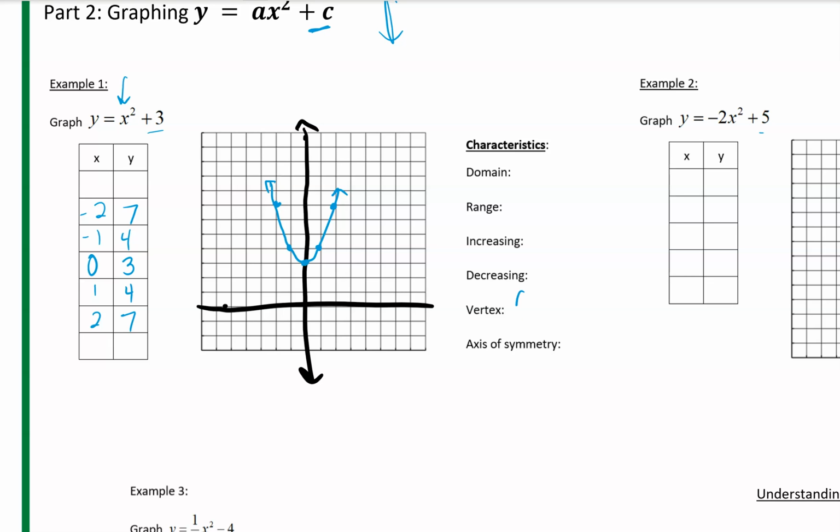For this one, our vertex we see is at 0, 3, and our axis of symmetry still goes straight through the middle there since it's only moved up, so it's still at x equals 0. The domain is all real numbers because we're still talking about a quadratic even though we've moved it up 3. The range now, when we look for the lowest point, is right here where y equals 3. So the range is y is greater than or equal to 3.